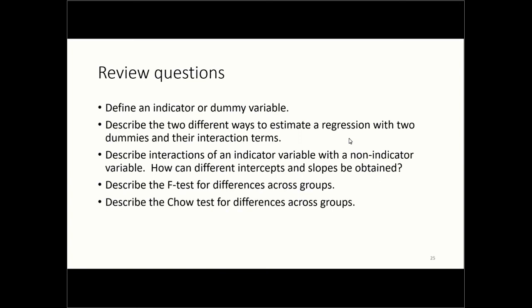As review questions, you should know how to define indicator and dummy variables, describe two different ways to estimate regression with two dummy variables and their interaction terms, describe the interaction terms of indicator variables with non-indicator variables, how we can have different intercepts and slopes, and then describe the F test and the Chow test for differences across groups.